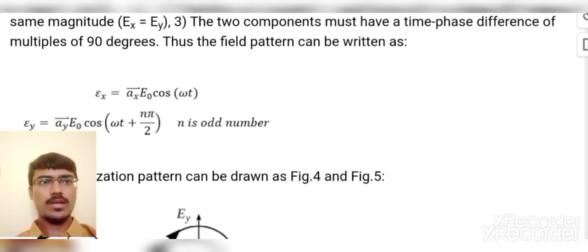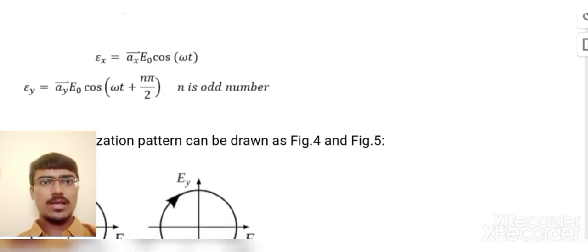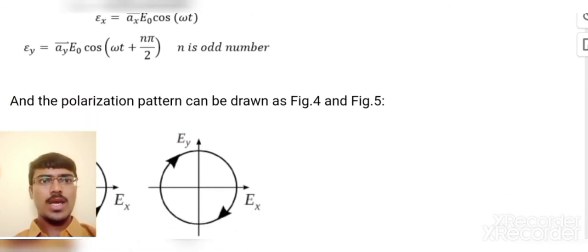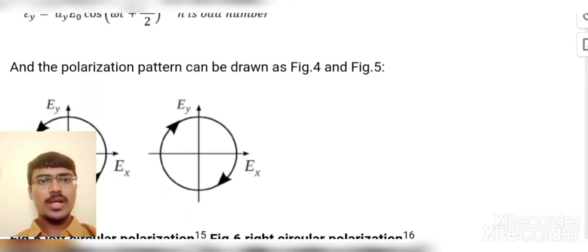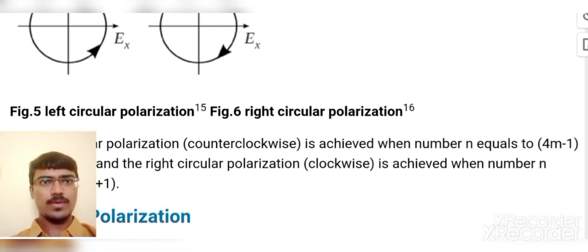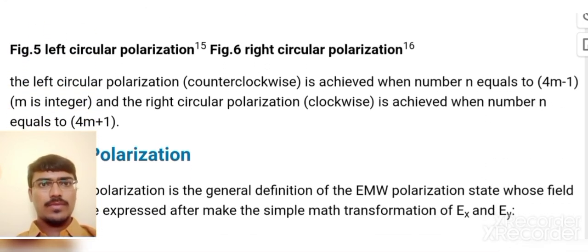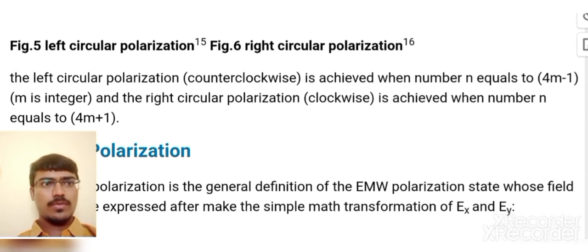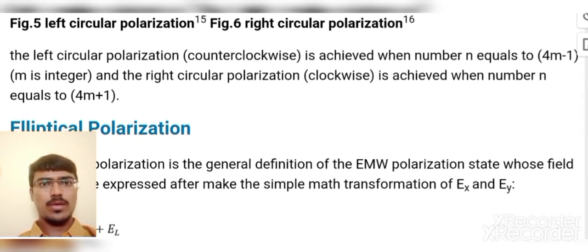Thus the field patterns can be written as Ex equal to E naught cos(omega t) x bar, and Ey equal to E naught cos(omega t plus n phi by 2) y bar, where n is an odd number, and the polarized pattern can be drawn as in figure 4 and figure 5. The left circular polarization is achieved by the number n equals 4m minus 1, and the right circular polarization is achieved by the number n equals 4m plus 1.